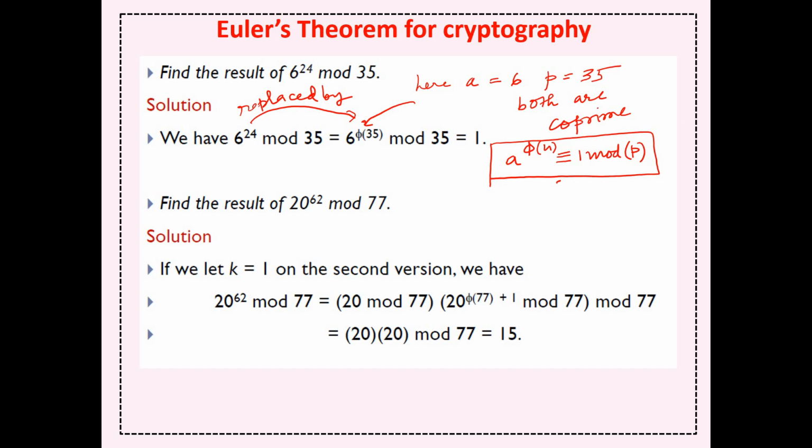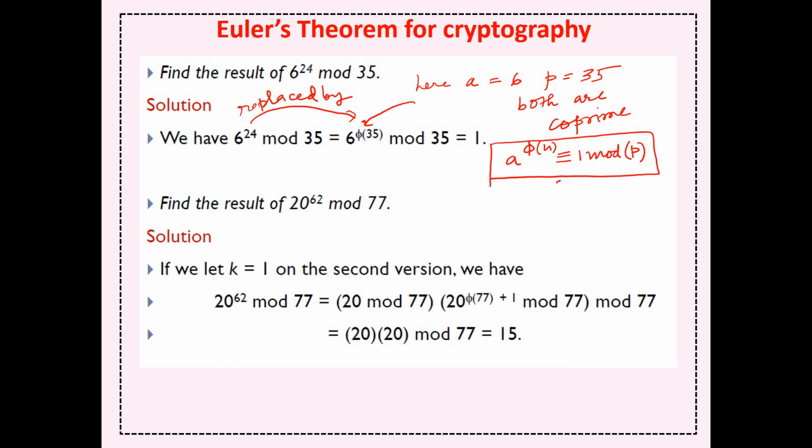6 to the power 24, and 6 to the power 24 mod 35. Now, it has already been explained over here. A is given by 6, n is 35. So we are applying the first rule over here. Both are prime to each other, so we are applying a to the power phi n congruent to 1 mod n. Now, if you observe, for 6 to the power 24, we don't need to compute anything. No need to waste our time.